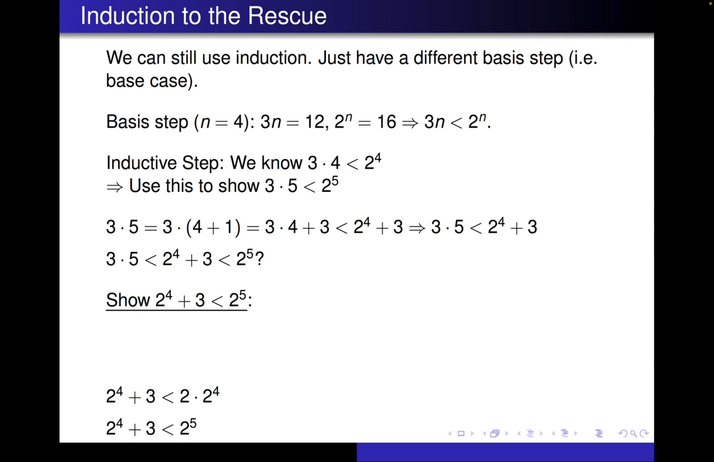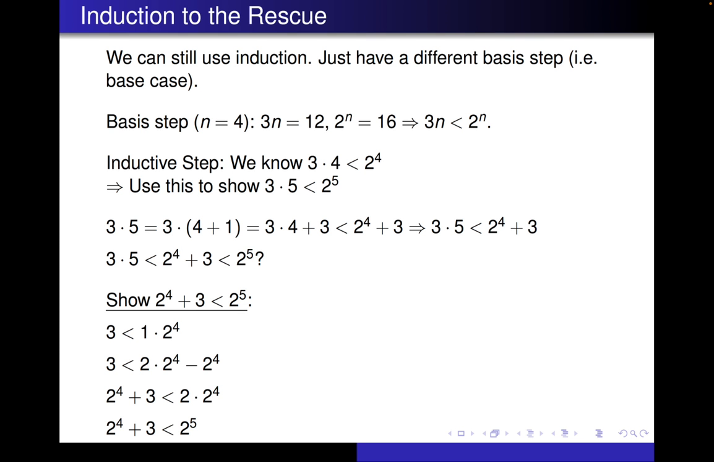Well, let's see. 2 to the 5th is 2 times 2 to the 4th. If I subtract 2 to the 4th from both sides, I get 3 is less than 2 times 2 to the 4th minus 2 to the 4th. Well, that's interesting. I have 2 times 2 to the 4th minus 1 times 2 to the 4th. That will give me 1 times 2 to the 4th. And is it true that 3 is less than 1 times 2 to the 4th? Yeah, 2 to the 4th is 16. 16 is bigger than 3. So that's how my logic is going to go.